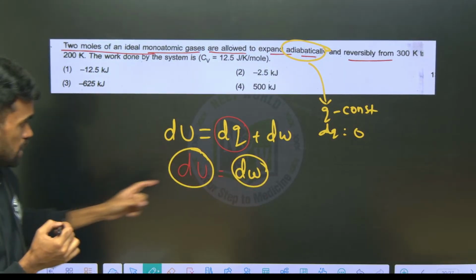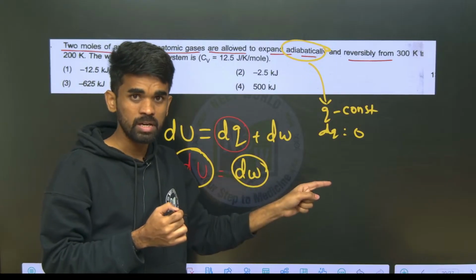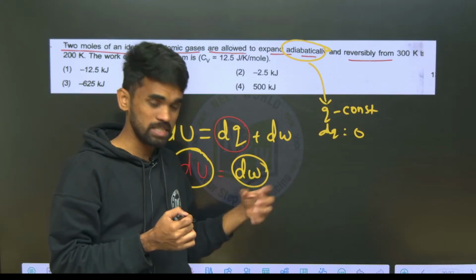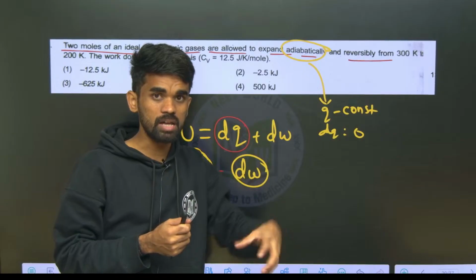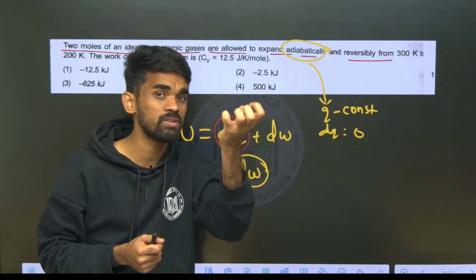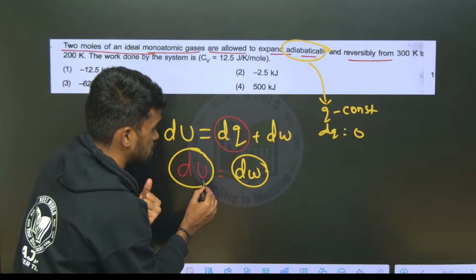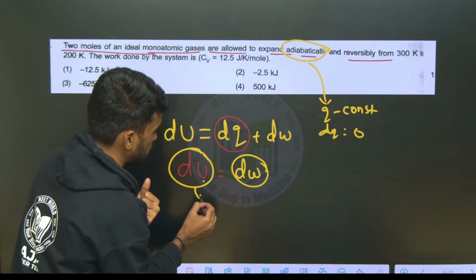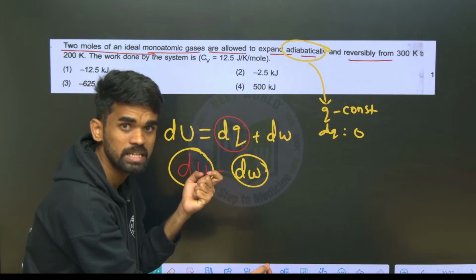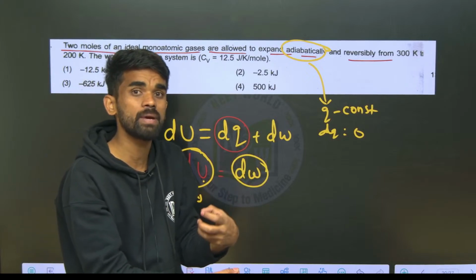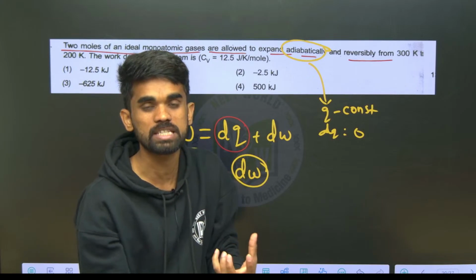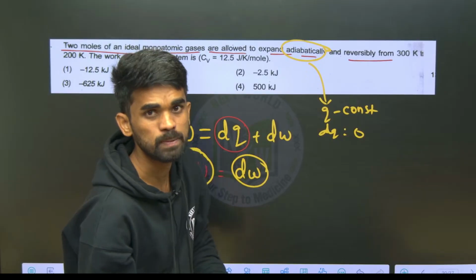Therefore, if work is done by the system, it means the system is doing work on the surroundings. So that is done by using its internal energy. So the internal energy of the system decreases, therefore the temperature decreases. Therefore I can say during adiabatic expansion cooling takes place in the system.